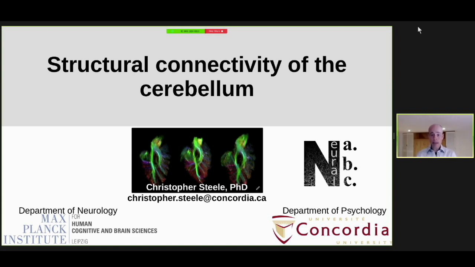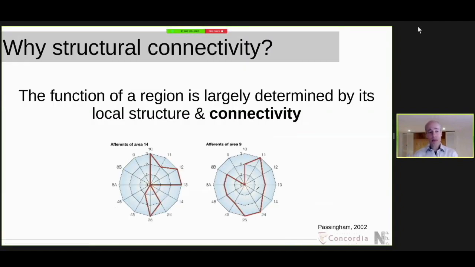So with that, I think the first question that everybody should be asking in this type of session, since it's an educational session, and thank you for attending, is why structural connectivity? Why do we care about structural connectivity? We've got that fMRI thing. We can do resting state functional connectivity. Why would we care about structural connectivity?